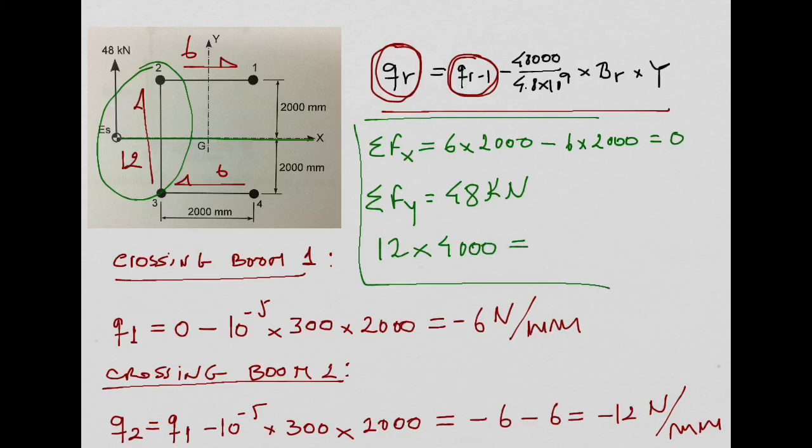This is equal to what? 48,000, right? Newtons, which is 48 kilonewtons, right? So, when I multiply this internal shear flow of 12 by the length of my wall, I will get a total force which is equal to my external force on the cross-section. If you got it different, it means you have something wrong. So it's a good way to check that everything is right.